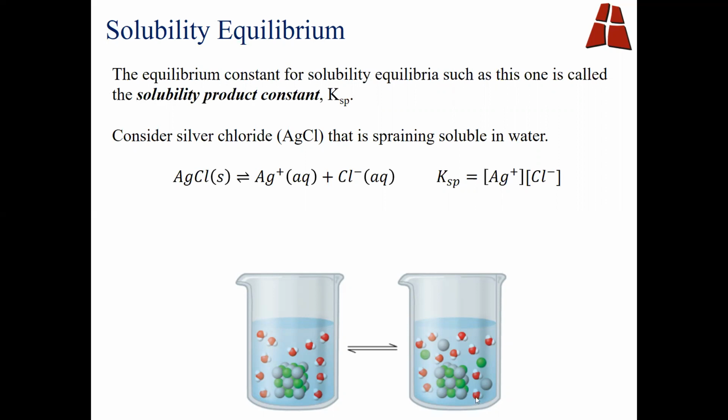And so for this example, we would write our KSP like we do for all of our K expressions, with our products over our reactants. In this case, our products are silver, Ag+, and chloride, Cl-. Then our reactant is silver chloride, which is a solid. And as a reminder, we don't need to include solids or liquids in our equilibrium expressions. So we would just say KSP is equal to the concentration of silver times the concentration of chloride.